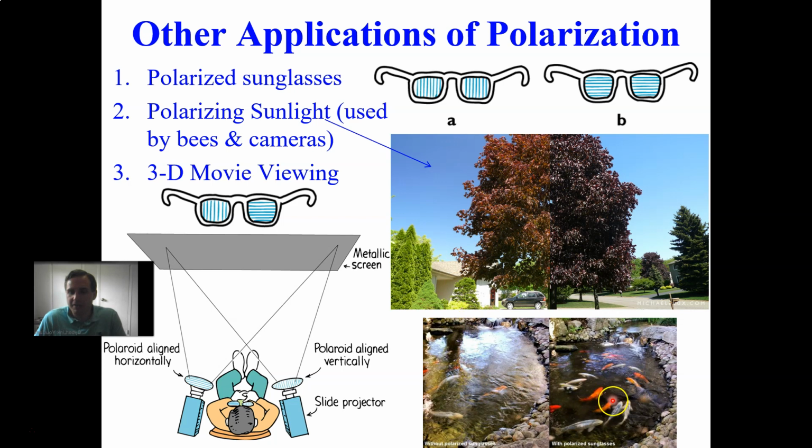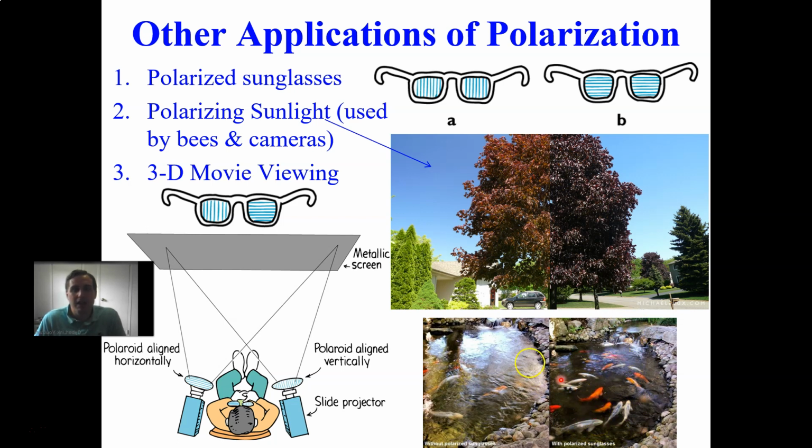Look here at this other example. See these fish? See a lot of glare right there from the sun, don't you? Especially the light skipping off the water. But if you put on polarized sunglasses, you can see the detail of these same fish a lot better.